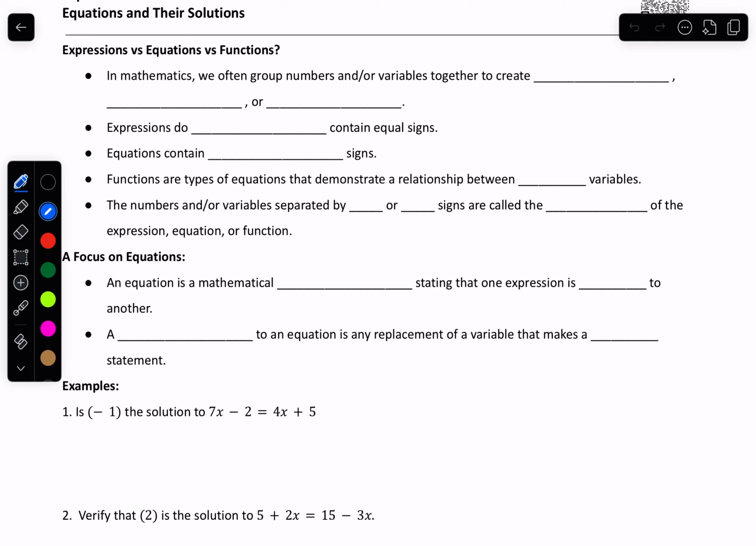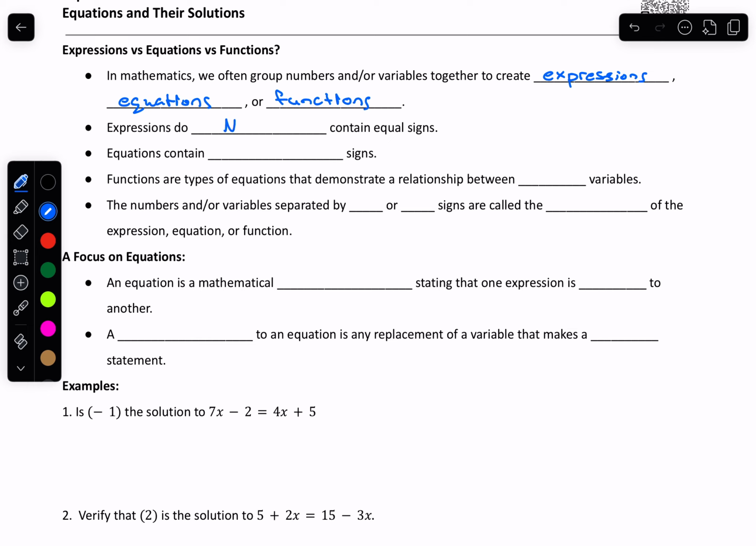All right, so we have expressions, equations, and functions. In mathematics, we often group numbers and/or variables together to create these three things. So we're trying to create either expressions, which are the simplest thing we have, or we take two expressions and put an equal sign between them to create equations, or those equations might have special meanings and they might represent relationships between two or more variables, in which case we call them functions. So now for each one of those, we're going to just talk about how you can tell them apart.